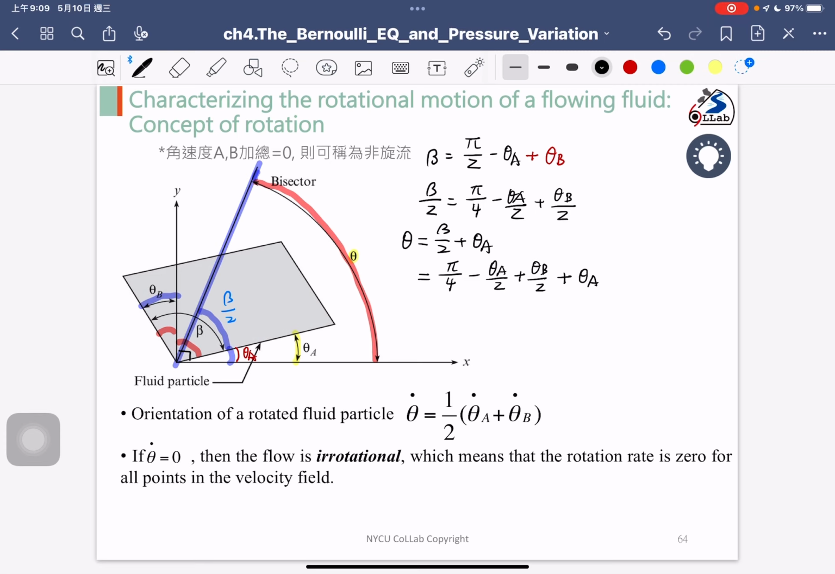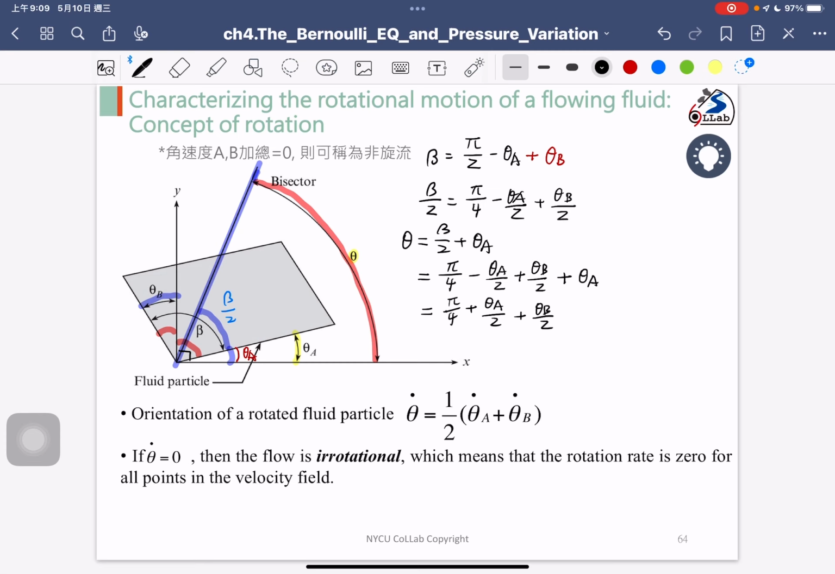Okay, so we can reorganize the equations. We put all the theta angles together. So the pi over 4, I keep this degree, and the minus theta A over 2 plus the theta A will equal to the plus theta A over 2, and we just write down the theta B over 2 here. Okay, so right now we have the theta angle can be defined as pi over 4 plus theta A over 2 plus theta B over 2.